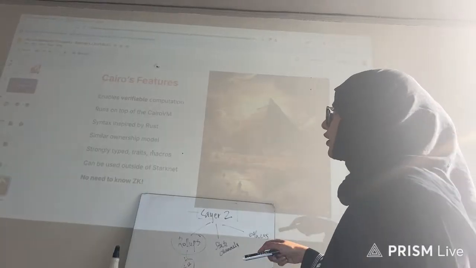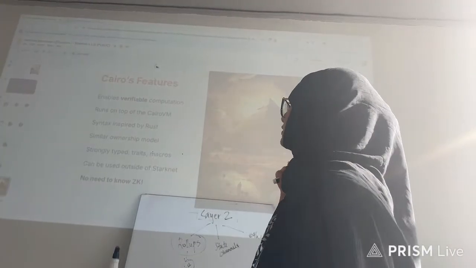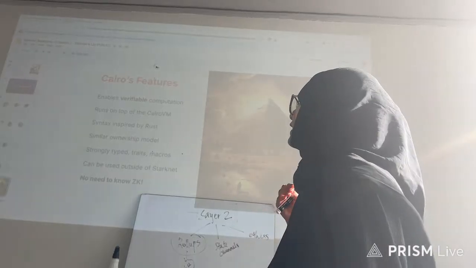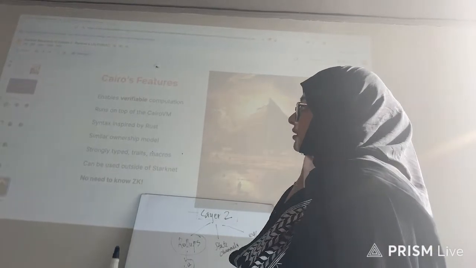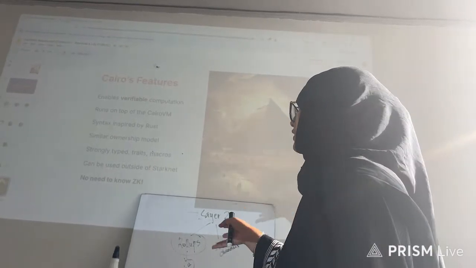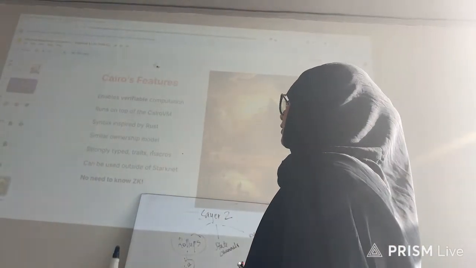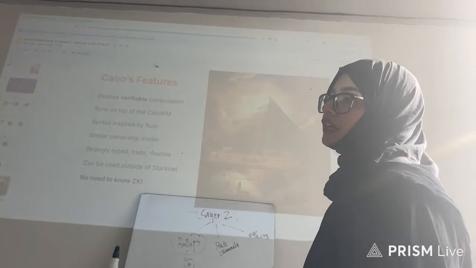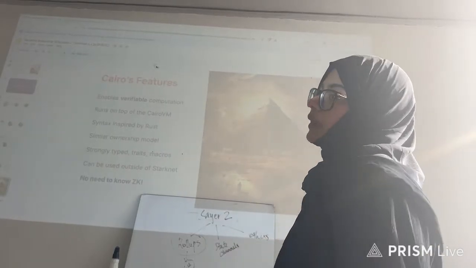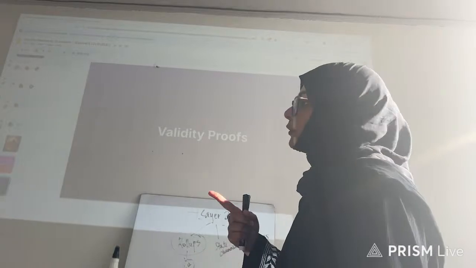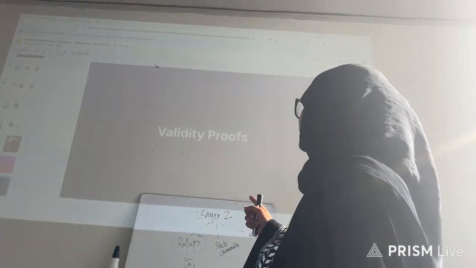Now the beauty of Cairo is it enables verifiable computation, runs on top of Cairo VM, and its syntax is inspired by Rust and similar ownership models. You do not need to know ZK to use Cairo, and it can be used outside of Starknet. It's an independent programming language on its own. We have to get back to that live demo because I didn't show that yesterday also.